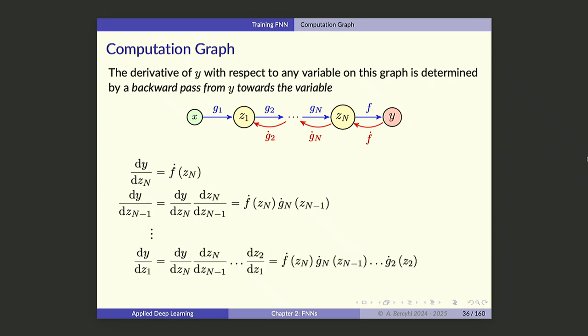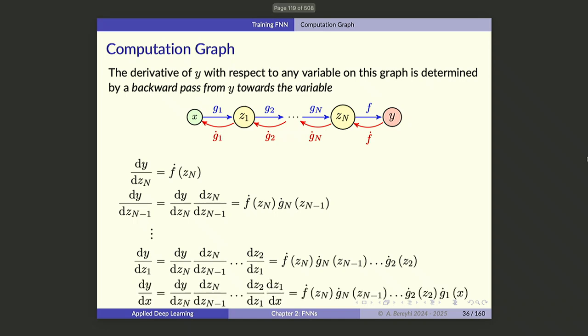So you're going to end up at this point, for instance. The derivative of y with respect to z1 is going to be the derivative with respect to zn, then zn to zn minus 1, then zn minus 1 to zn minus 2, and so on till z2 to z1. So you're going to end up here. And now if you want to compute the derivative of y with respect to x, you're going to get all of those products. You multiply it with the last chain, and you're going to get the derivative with respect to x. Everybody's clear? Yeah?